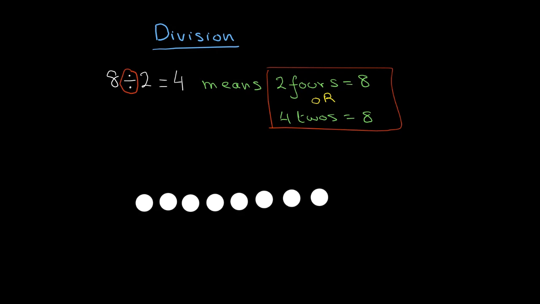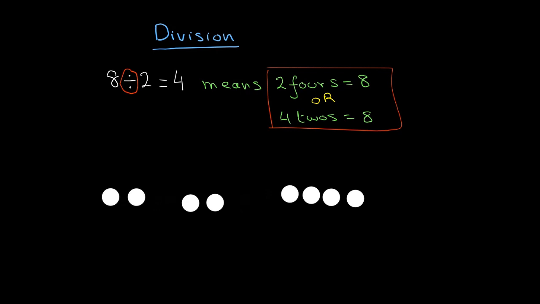So let's say we have 8 white circles, and we want to divide them into two groups. If I divide them into two groups, I get 2 fours. So that's the first interpretation of division. I say 8 divided by 2 is equal to 4. I tell you the number of groups, and you tell me the number of objects in the group. So 8 divided by 2 is 4.